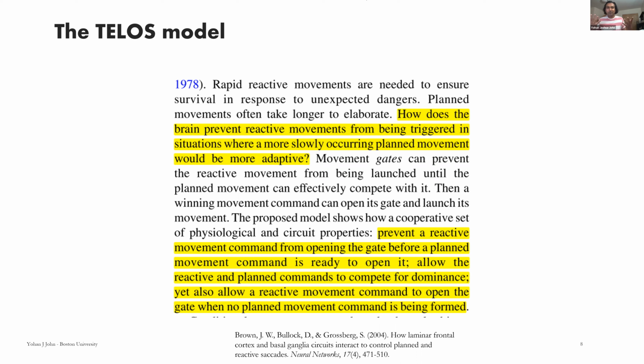So it's almost something you feel subjectively. There's a prepotent response that kind of wants to get out there, and something stops it from happening. And how? So the model shows how, quite a bit of data goes into this, to show that you can prevent a reactive movement command from opening the gate before a planned movement command is ready to open it, and allow the reactive and planned commands to compete for dominance. And yet also allow the reactive movement command to open the gate when no planned movement is being formed. So if you've got nothing better to do, go with the prepotent response.